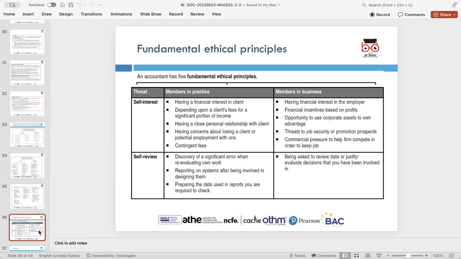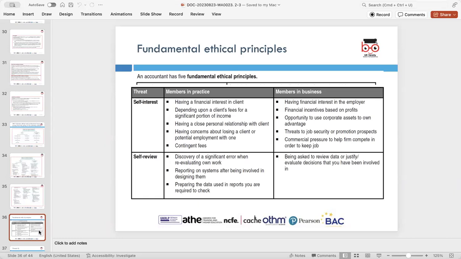One significant threat is self-review. This occurs when an individual reviews their own work and may overlook significant errors. It is important to remain vigilant to avoid overlooking mistakes or biases in one's own work. Another potential threat arises when reporting on systems after being involved in designing them. In such cases, there may be temptations to downplay or overlook shortcomings in the design.